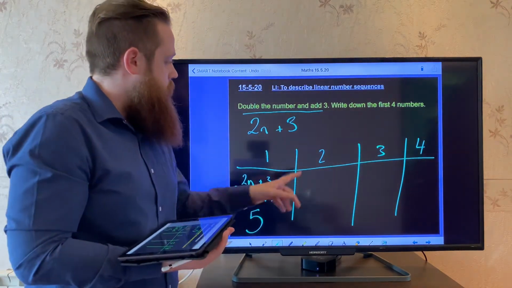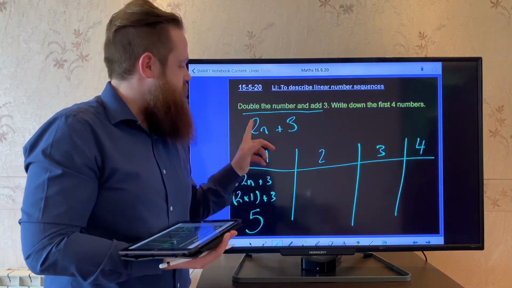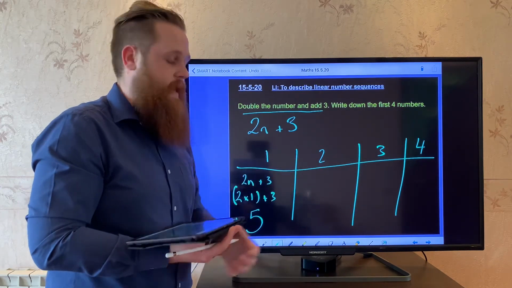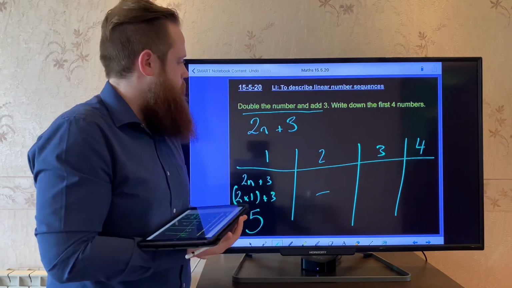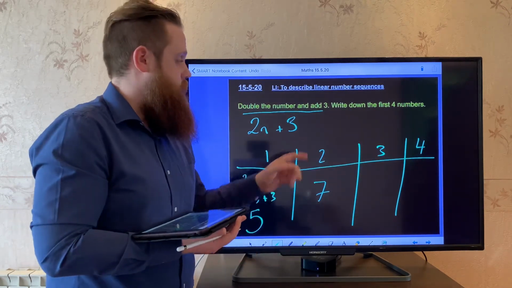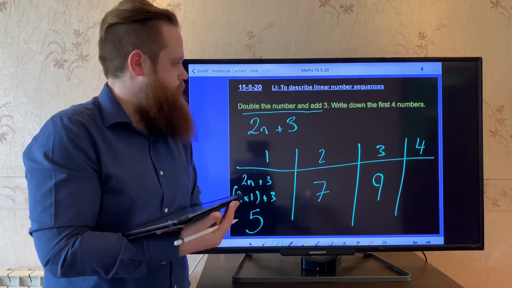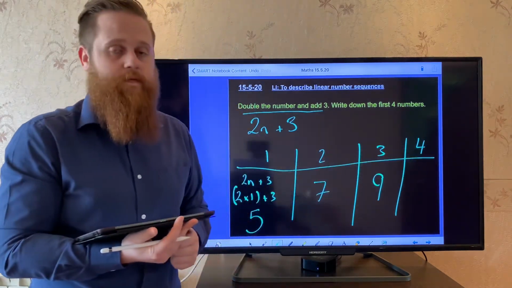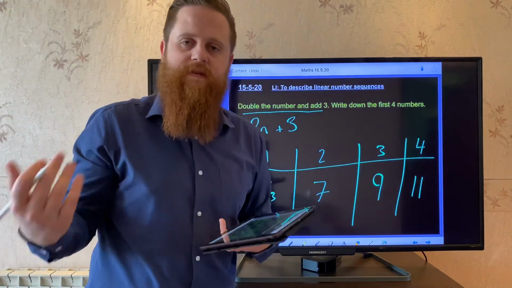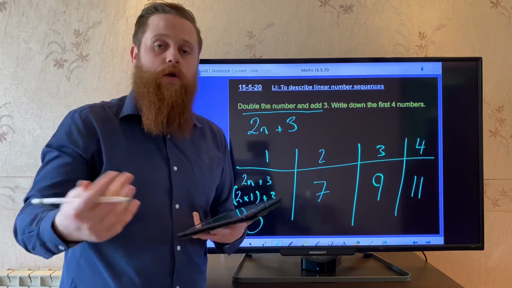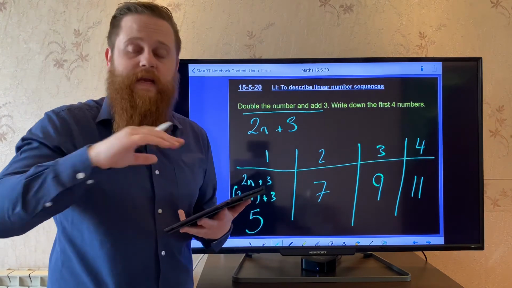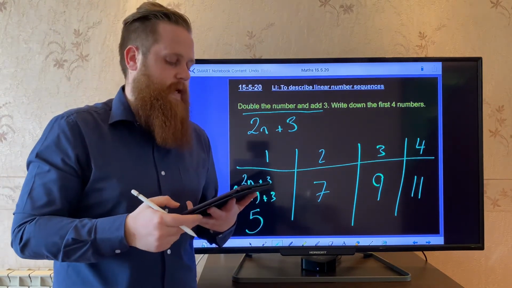Okay. Second number, 2n plus 3, so it's now going to be 2 times 2, so it's the second number. 2 times 2 is 4, add 3 is 7. Third number, 2 times 3 is 6, add 3 is 9. And then 2 times 4, for my fourth number, 2 times 4 is 8, add 3 is indeed 11. 5, 7, 9, 11. You could keep going and going, okay? So this is really, really useful for finding out any number in a linear sequence, in a linear pattern.